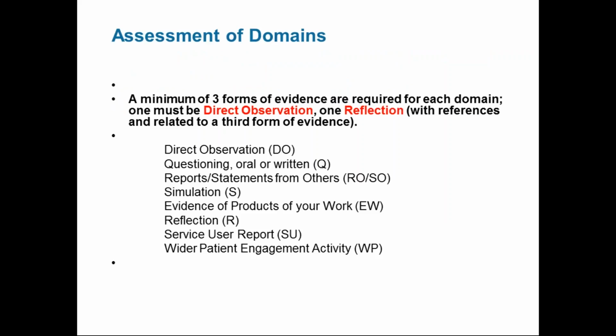So, assessment of domains, the 3 forms of evidence that are required for each domain. One, as always, must be a direct observation. We require 1 reflection referenced to the underpinning knowledge, and it is to be related to the 3rd form of evidence. So if we look at the evidence here, again, any of these items, direct observation, question or written, for example, can be reflected upon. Mostly, students will gather reports, statements from others and evidence of products of their work. What we expect to see is inclusion and reflection on their development, having worked with somebody and gained statements, or having produced the work.